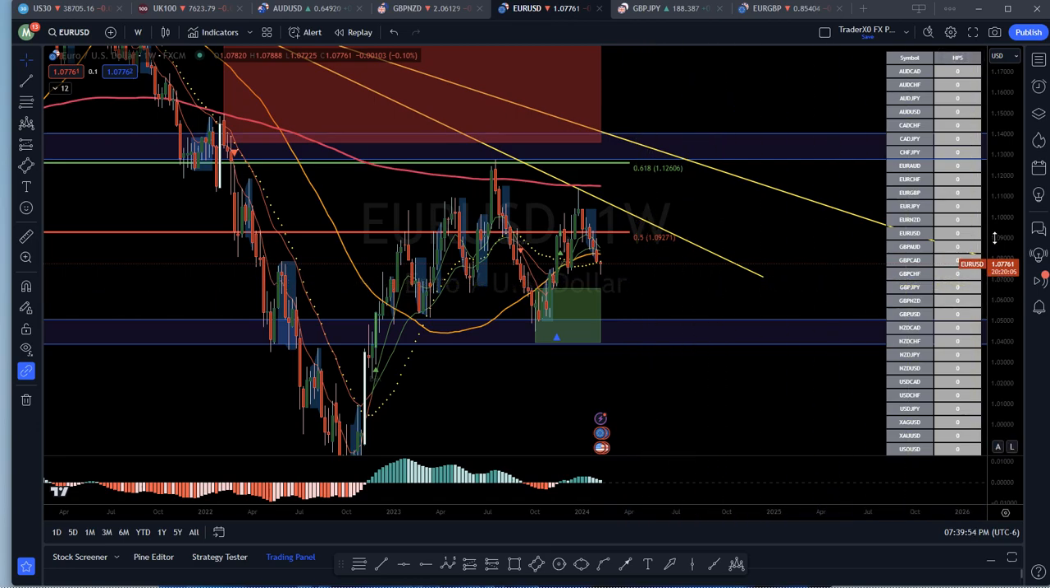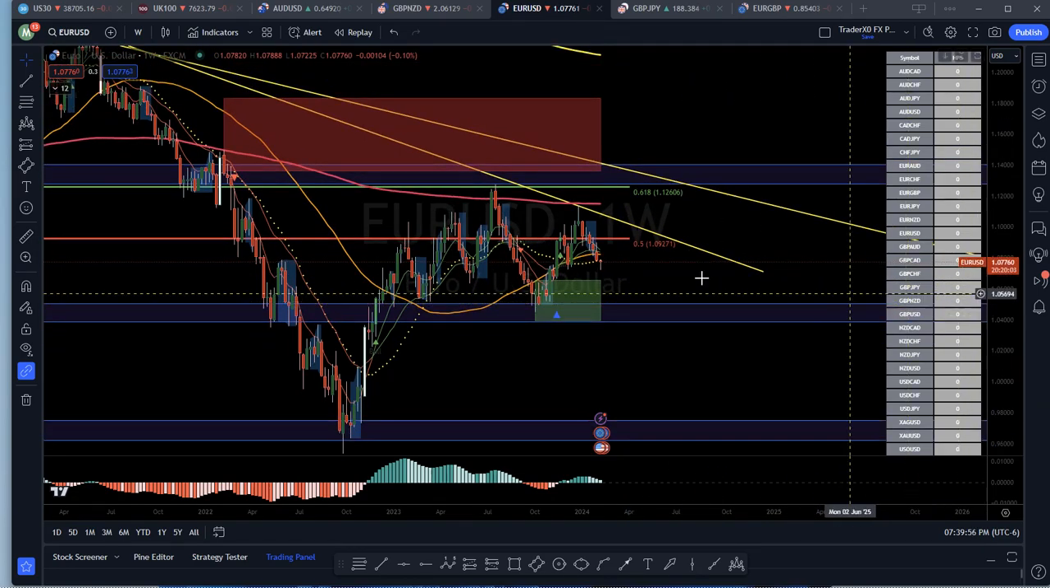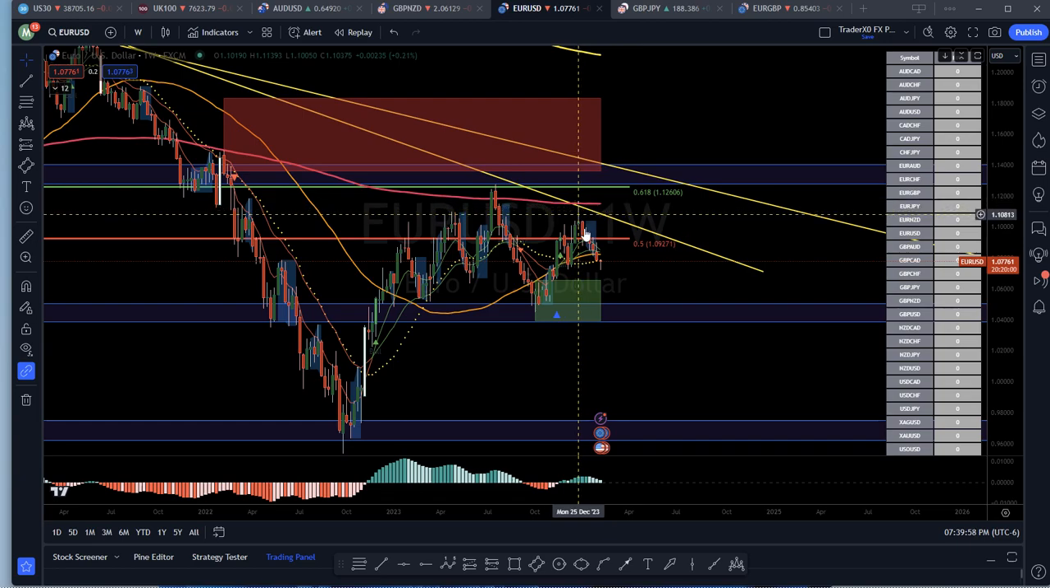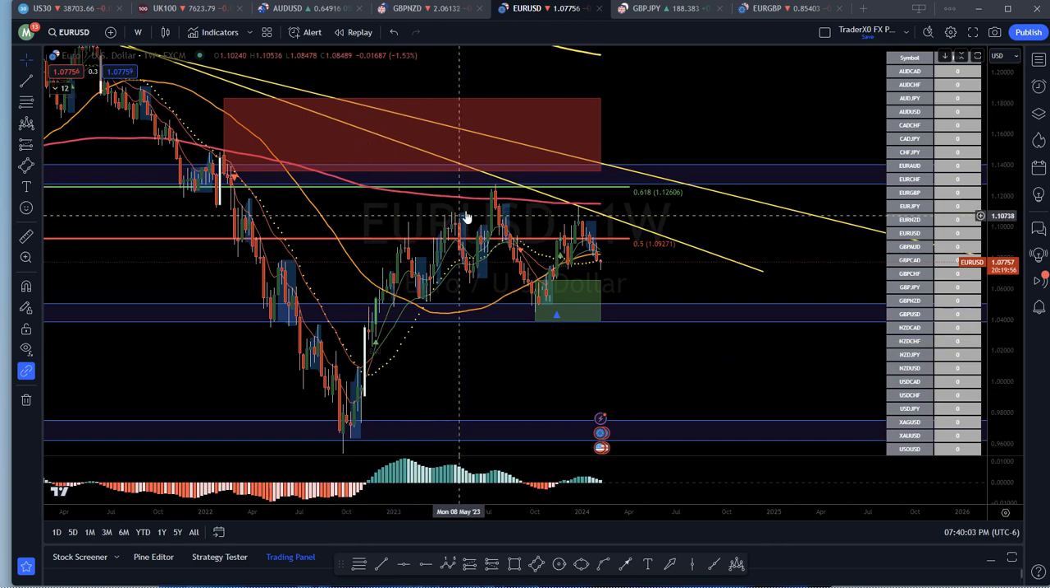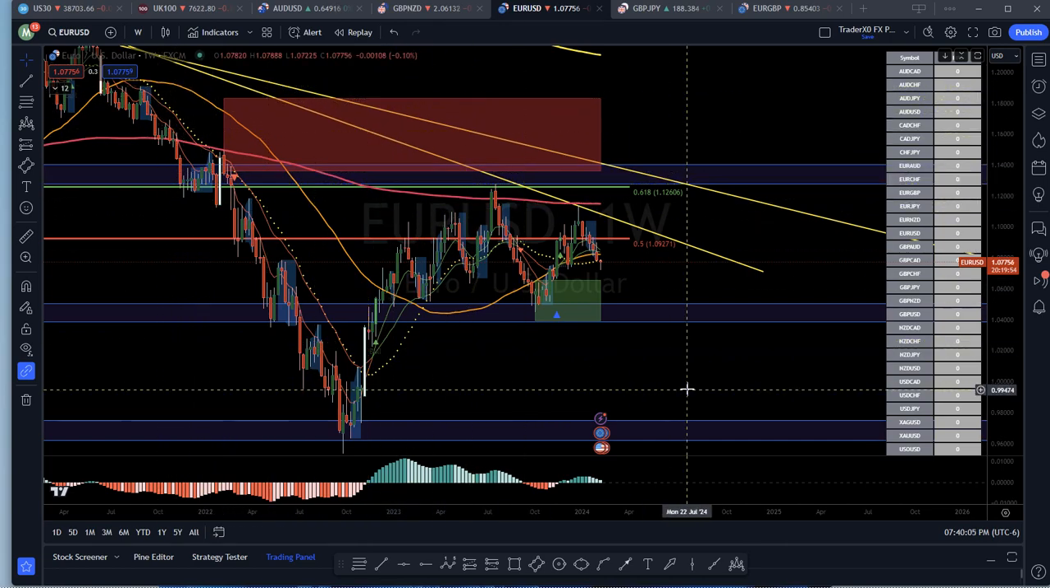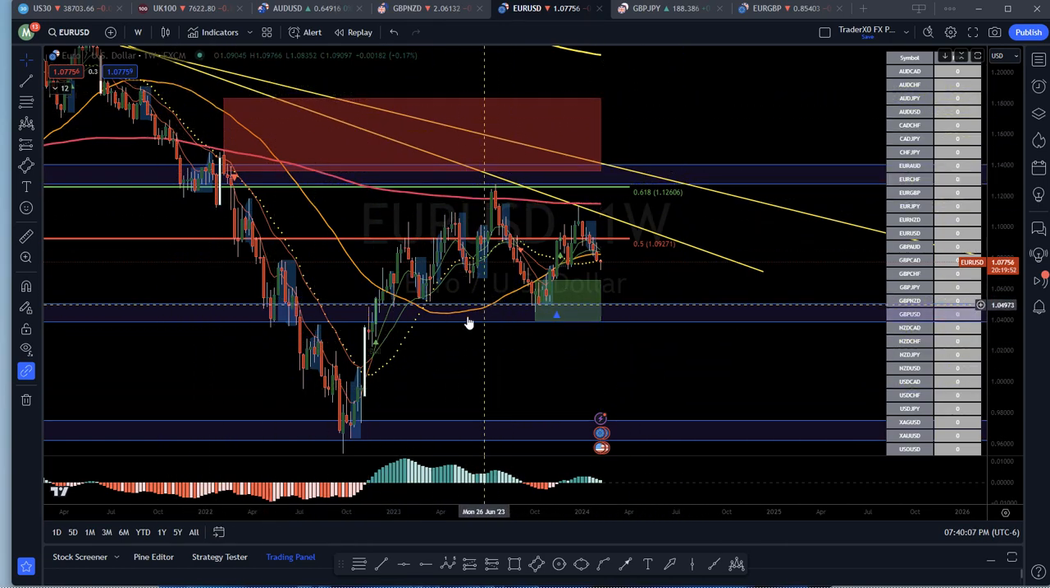Now, the immediate trend is down, but the nearer term trend is up. The overall trend from the monthly is down. Remember, overall trend down.